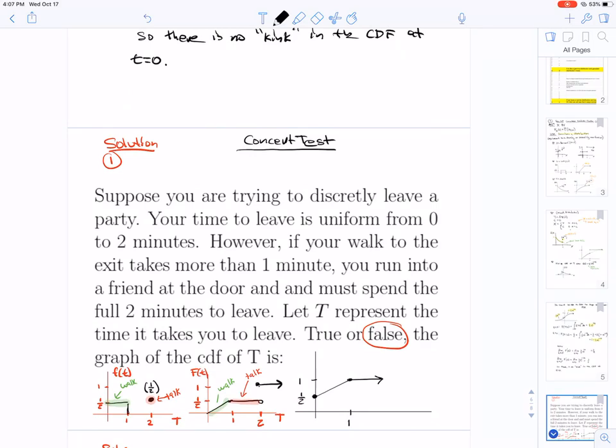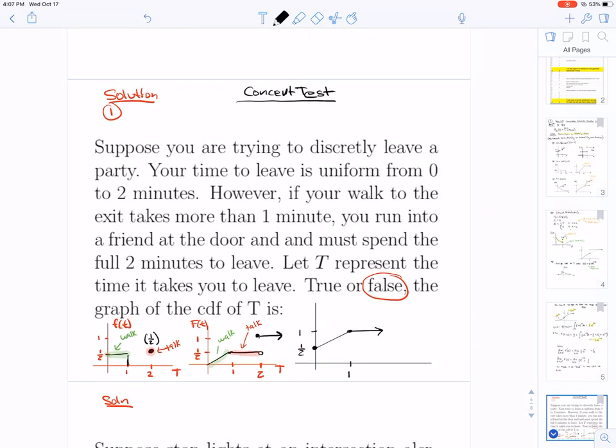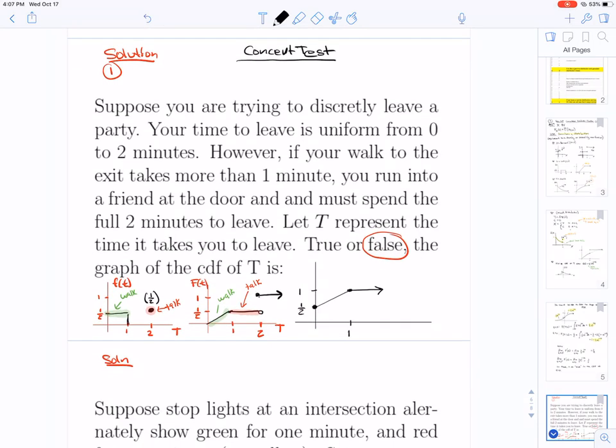Then we did a concept test. Suppose you're trying to discreetly leave a party. Your time to leave is uniform from 0 to 2 minutes. However, if your walk to the exit takes more than 1 minute, you run into a friend at the door and must spend the full 2 minutes to leave. Let T represent the time it takes you to leave. True or false, the graph of the CDF of T is the picture shown on the right here.